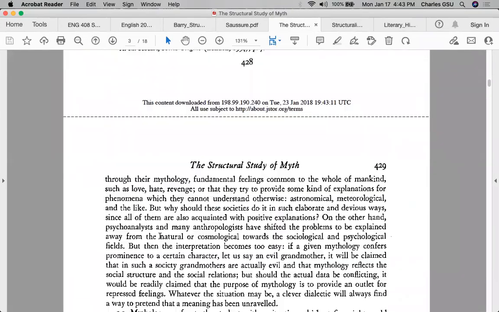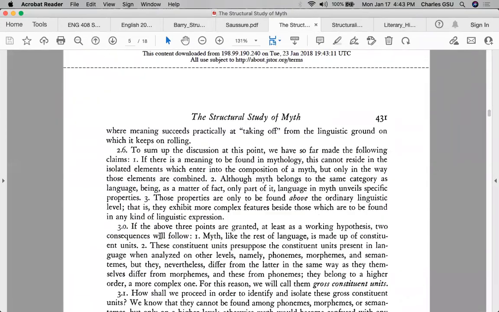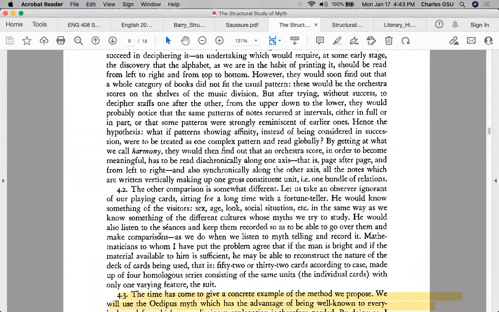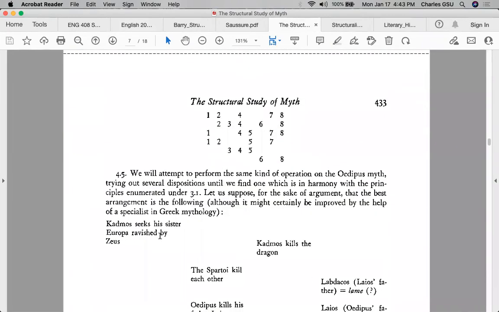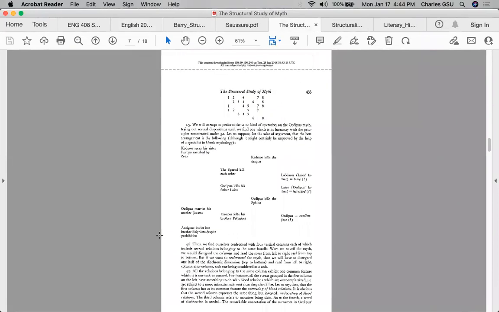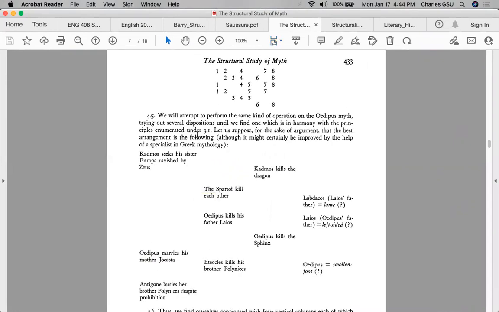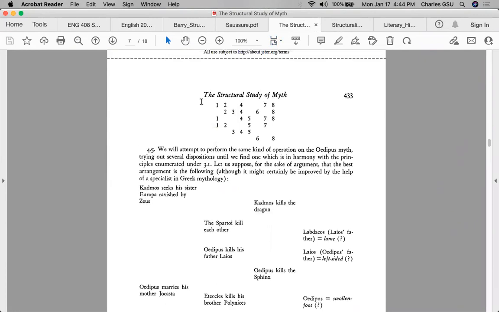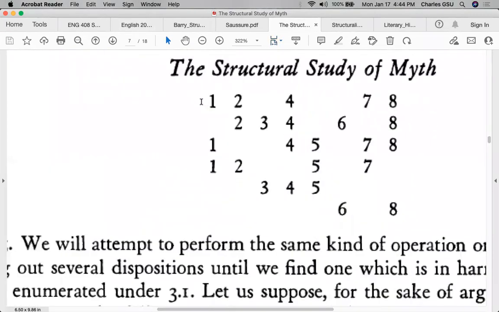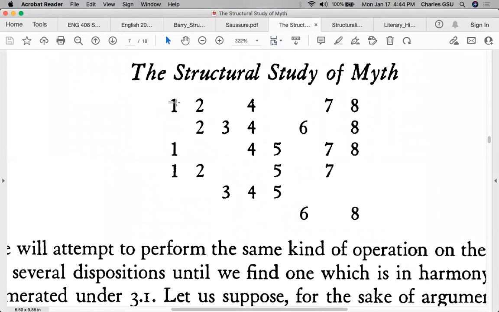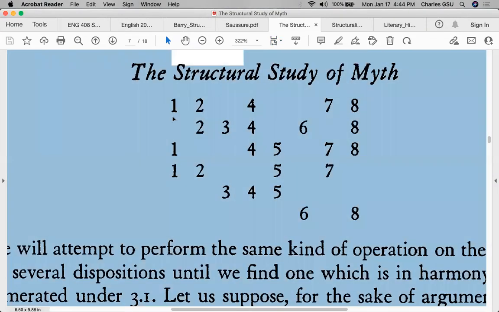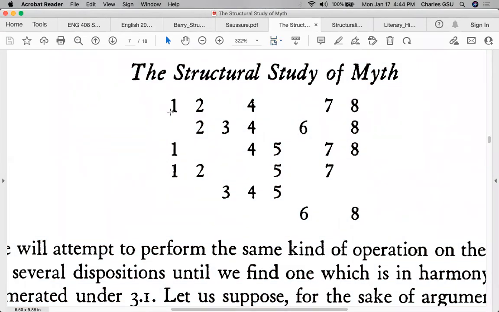This appears on page 433, but it doesn't look like that in the reading, right? So it just looks like this, a sort of unmarked page. But what he is doing, as I mentioned a moment ago, is taking individual units of the story of Oedipus, right? So all of these ones constitute a particular version of Oedipus.